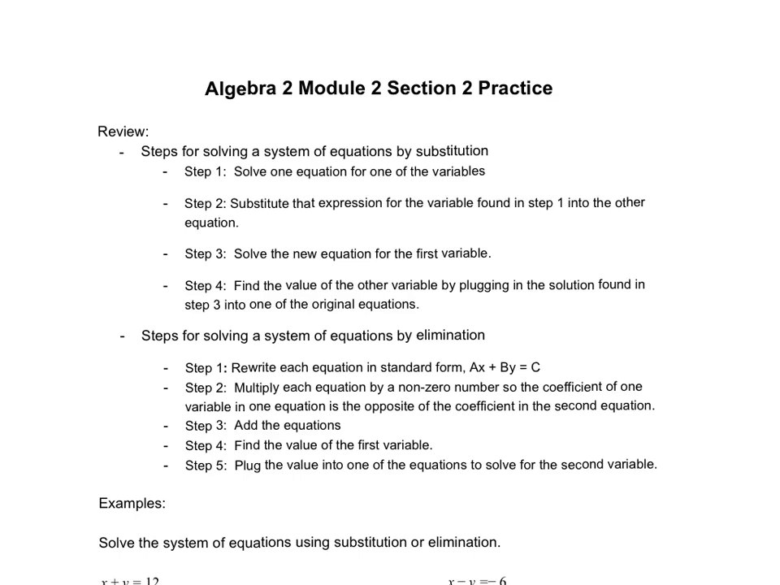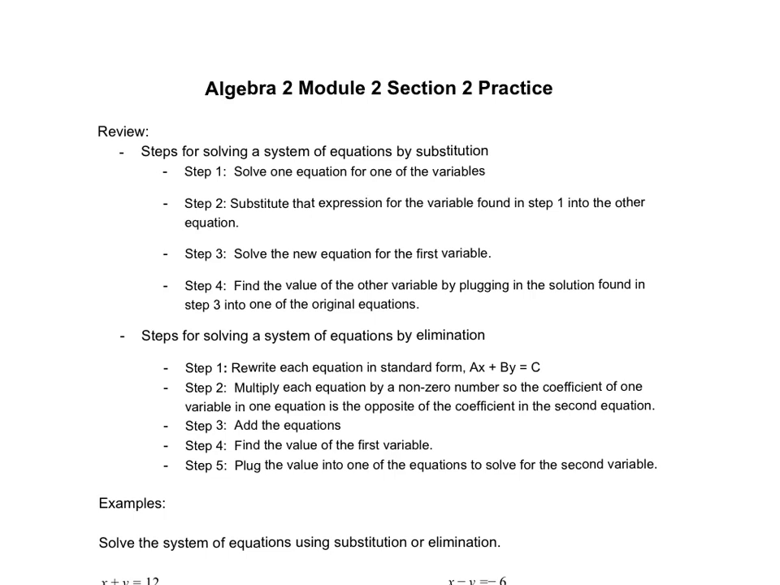In section 2, we took a look at solving systems of equations using substitution and elimination. So what I did here is I put the steps for substitution and elimination down just to review. So for solving a system of equations by substitution, step 1 is to solve one equation for one of the variables. Now sometimes step 1 may already be done for you.